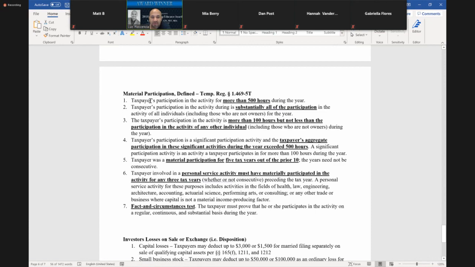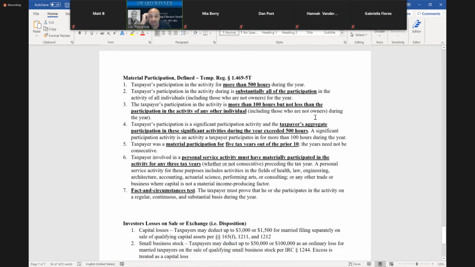If you don't satisfy 1 or 2, let's go with rule number 3. Rule number 3 actually sort of combines the first two rules. The participation is more than 100 hours, but not less than the participation from anybody else. So he or she participates more than anybody, and it's also more than 100 hours. So it has a combination of both. So again, it all depends.